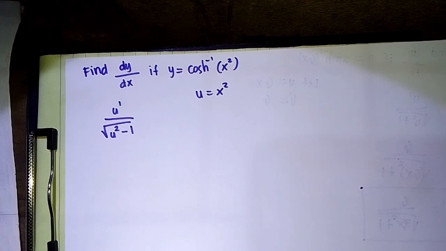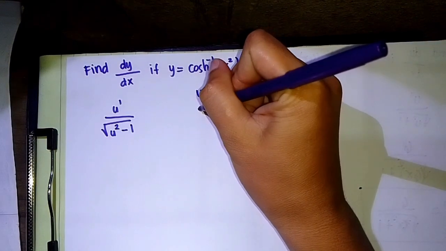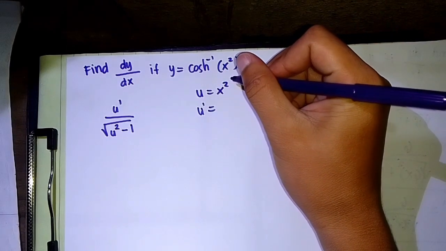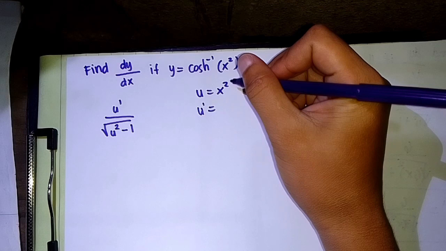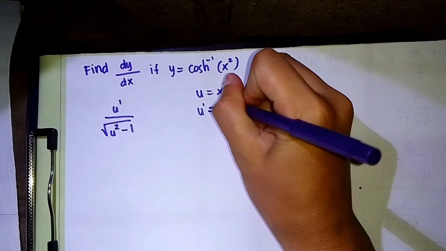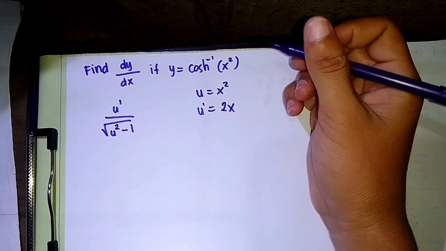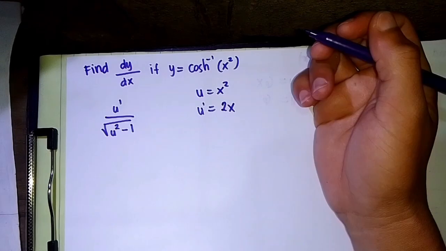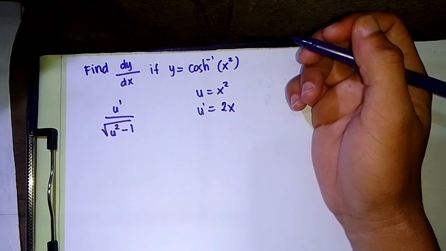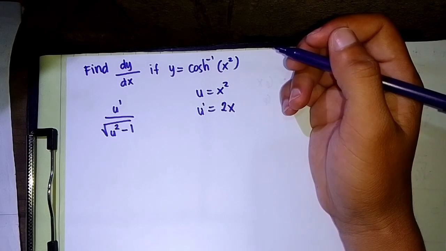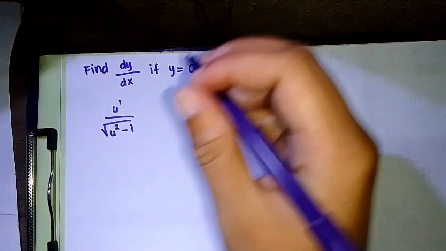So our u prime is the derivative of x squared. So the derivative of x squared is simply 2x by applying the chain rule. So now we're going to substitute that into our formula.